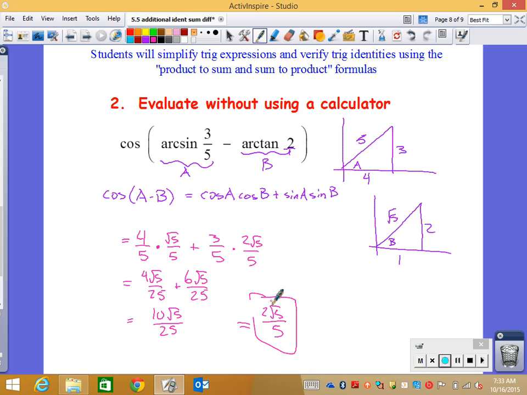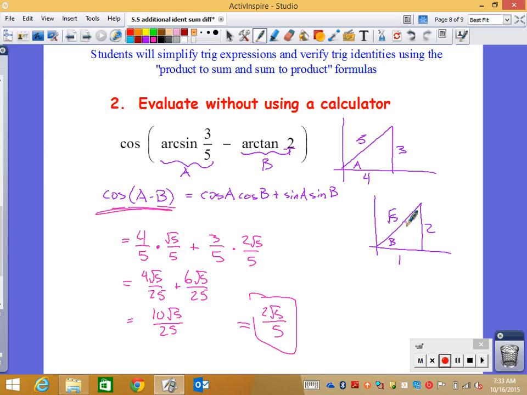So the key to this one was understanding, hey, arcsine is an angle, arctan is an angle, so I used my cosine difference identity, split it apart, and then I had to use the fact that this is an angle A, this is an angle B, to set up some triangles.